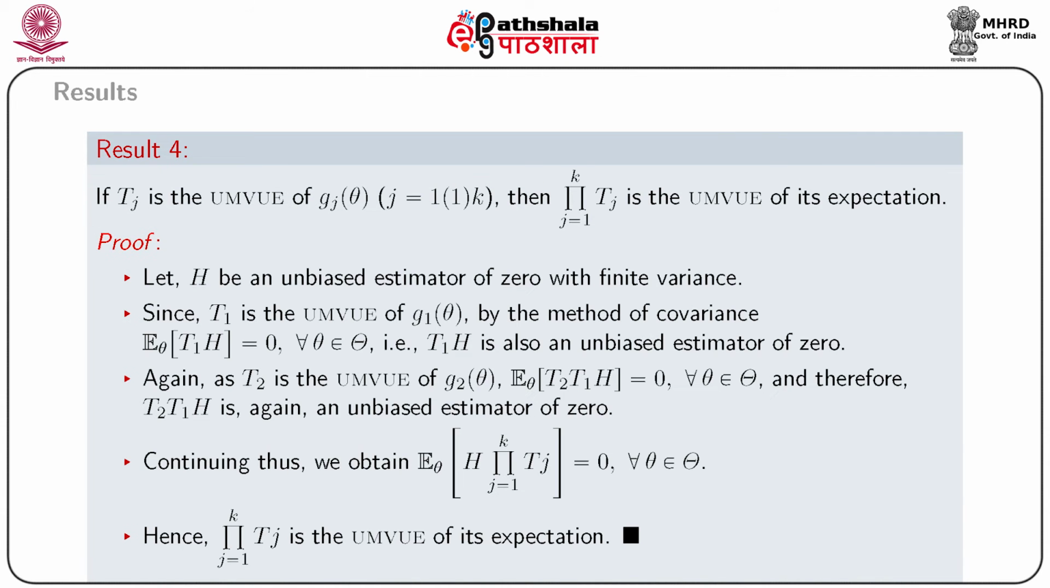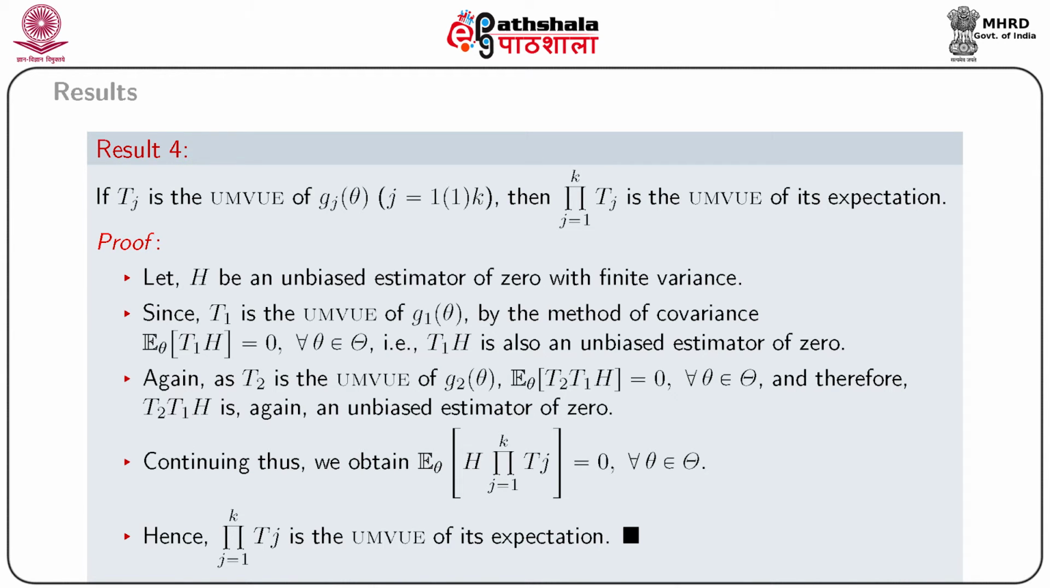Next, we consider result 4. If T1, T2 up to Tk are the UMVUEs of g_i theta, i from 1 to k, then product over i from 1 to k of T_i is the UMVUE of its expectation. Proof. Let H belong to U naught.